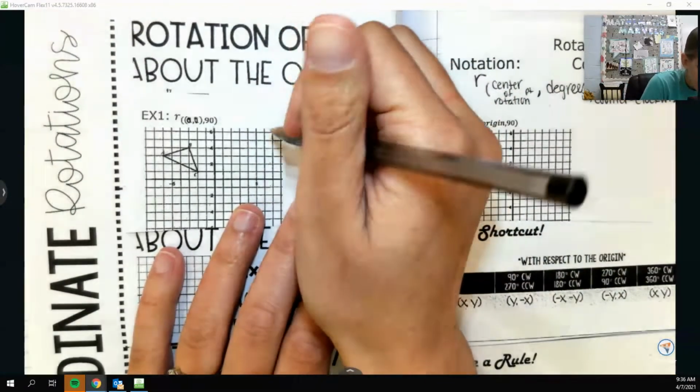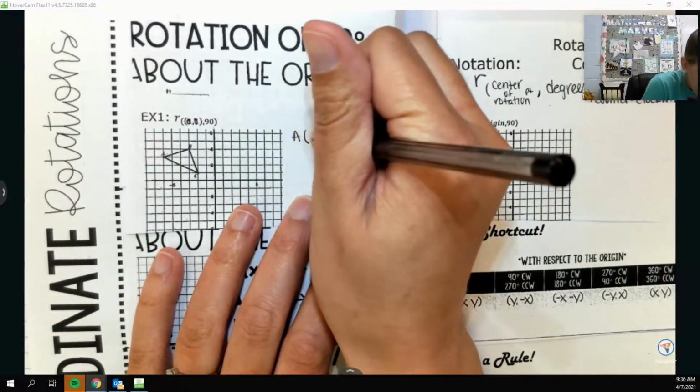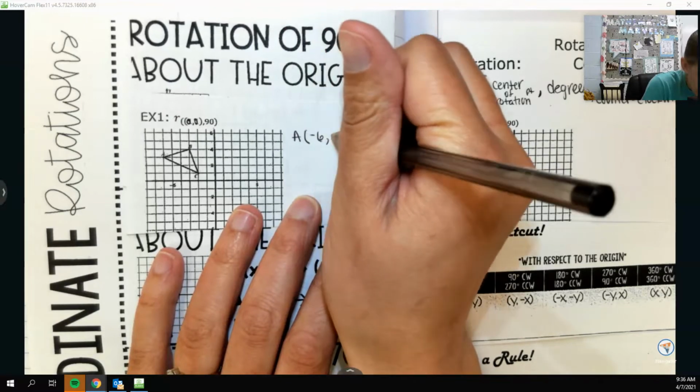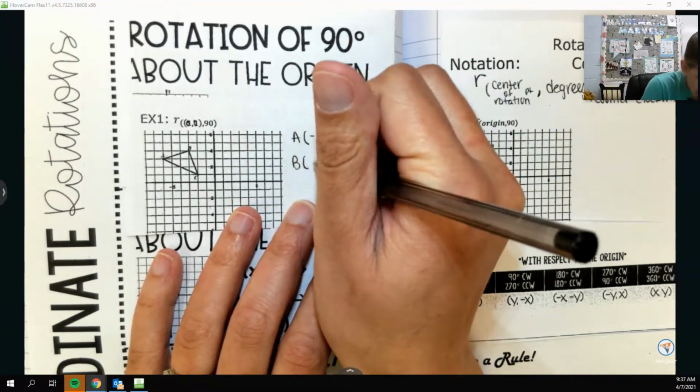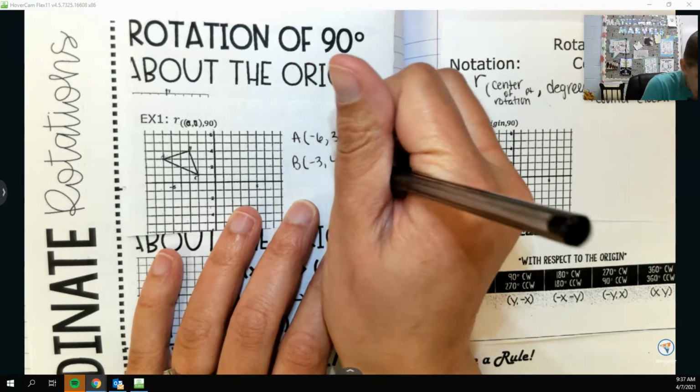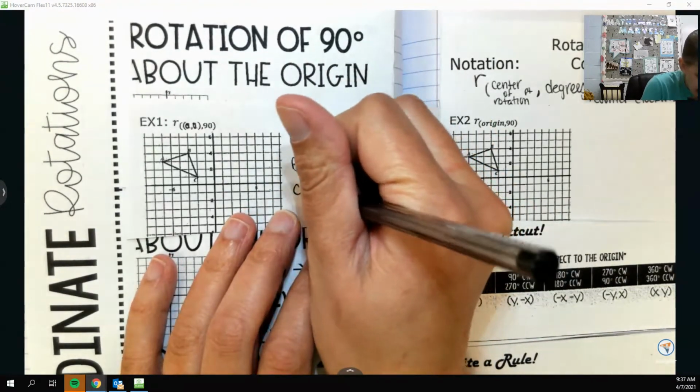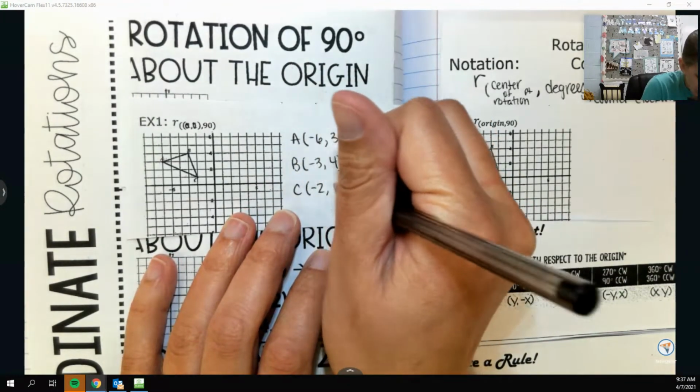A is currently at (-6, 3). B is at (-3, 4). And C is at (-2, 1).